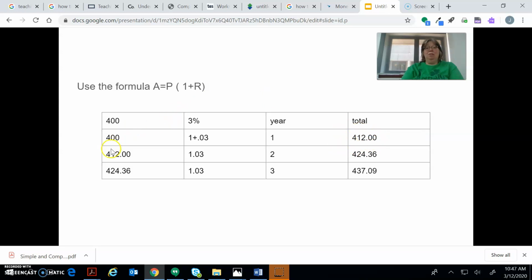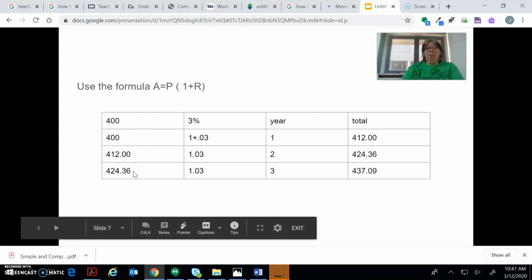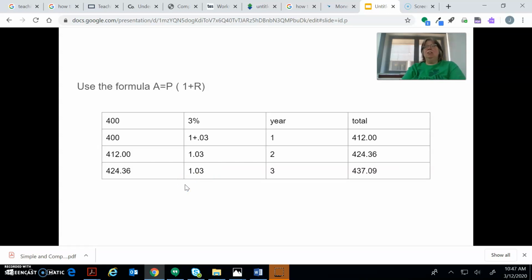The second year, our principal is $412 times 1.03. It still is compounded annually, so it's only raised to the first power. But at the end of the second year, you're going to owe $424.36. For the third year, you're going to start off with a principal of $424.36 times 1.03, and at the end of 3 years, you will owe $437.09. So that's just an introduction to compound interest.